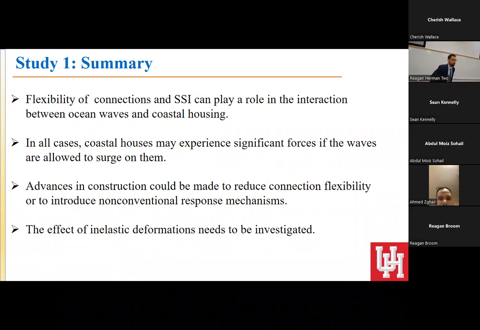Okay, so what is the summary of all this? The summary we have so far is that the flexibility of the connections and the soil structure interaction can play a role in the interaction between the ocean waves and coastal housing. I mean, that's nothing new. We were expecting that before going into the study. However, in all the cases, as long as the wave touches the structure, coastal houses will experience significant forces because they're always allowed to surge on them.